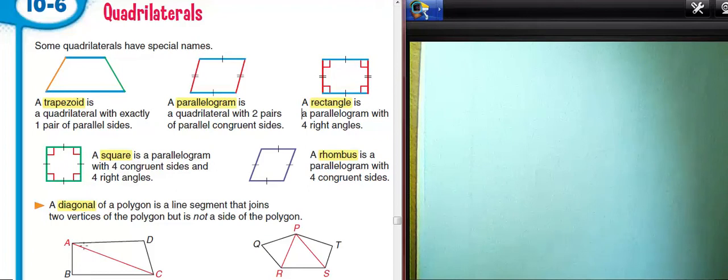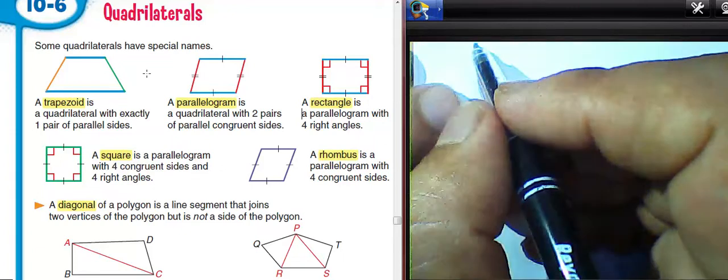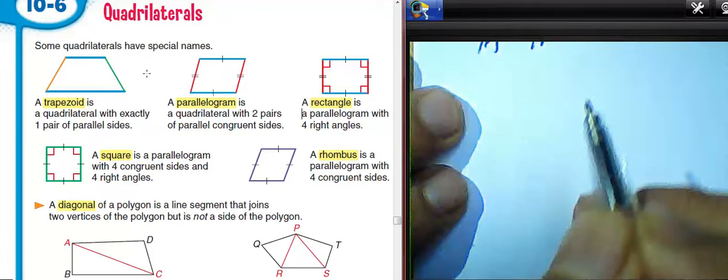Okay, a diagonal is a segment joining two vertices of the polygon, but it is not a side of the polygon. Again, a trapezium is a quadrilateral with exactly one pair of parallel sides. We have two parallel sides that are not equal in length. That is a trapezium. Okay, look at here.